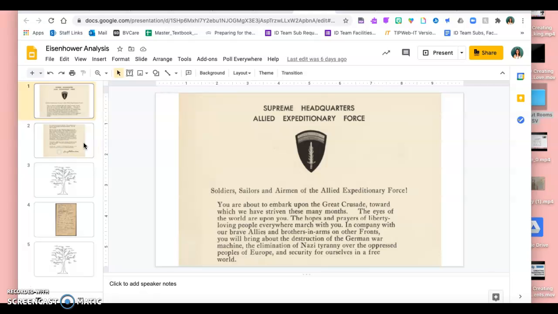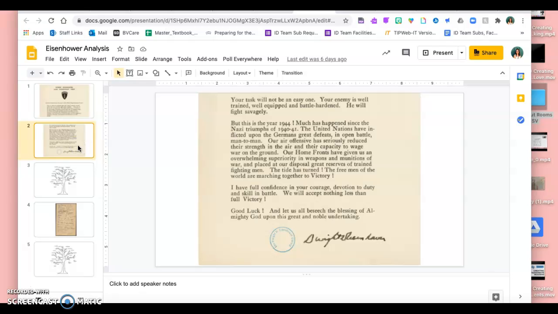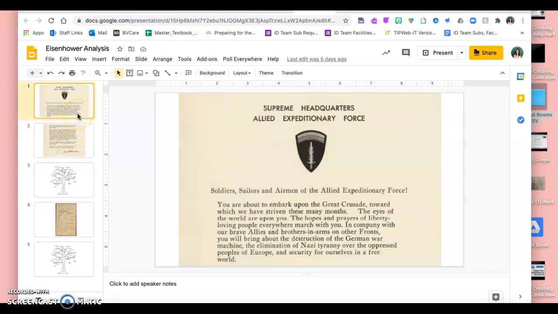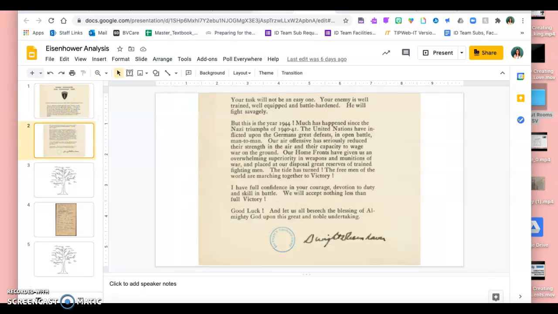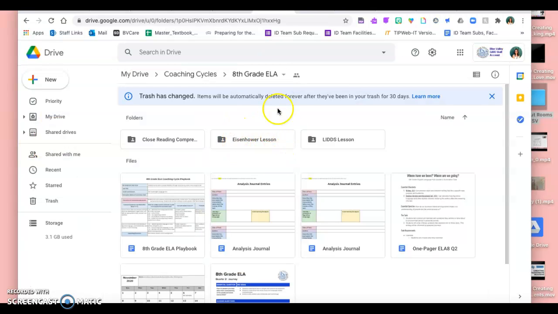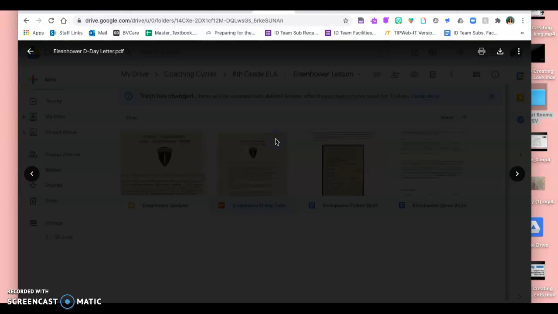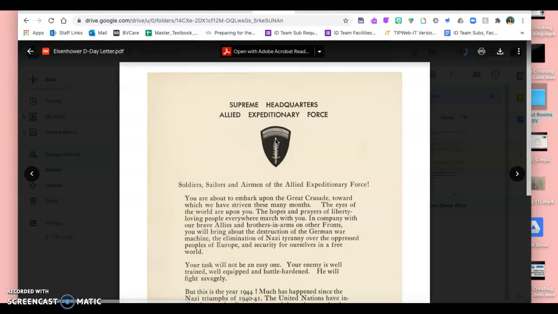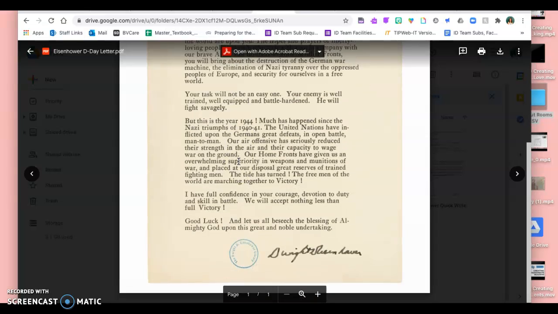These are primary sources from Dwight D. Eisenhower. The first text is a letter or announcement that Dwight Eisenhower gave to soldiers prior to embarking on the D-Day invasion. I have the image of the letter split into 2 slides for you. However, I also have the PDF in our shared 8th grade ELA folder under Eisenhower lesson. There's the PDF document here. So you can provide students whichever method you think is best.